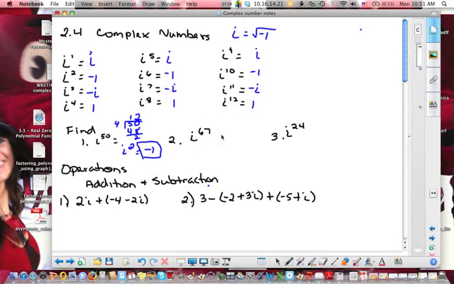Same thing for 67. So I take 67 and divide it by 4. That goes in there 16 times, so the remainder is 3. So i to the 67th is the same thing as i to the third, which would be negative i. And then 24 divided by 4 goes in evenly, so the remainder is 0. Well, when it goes in evenly, it's back at i to the fourth. So this equals i to the fourth, which would equal positive 1.